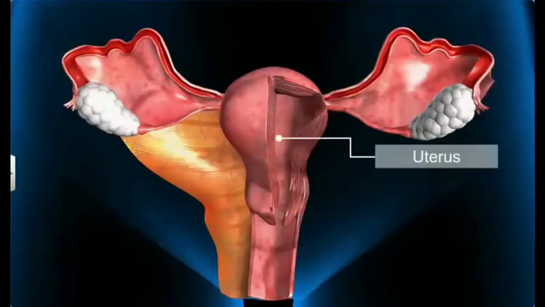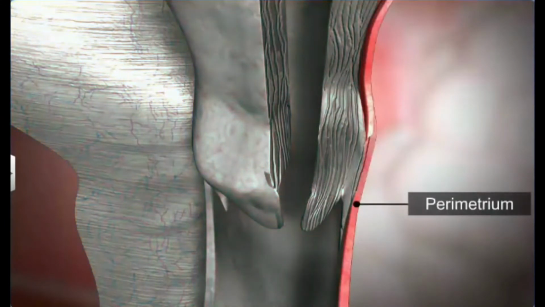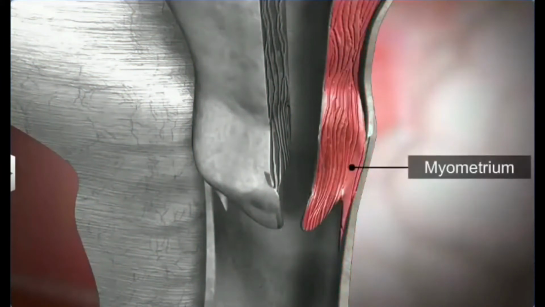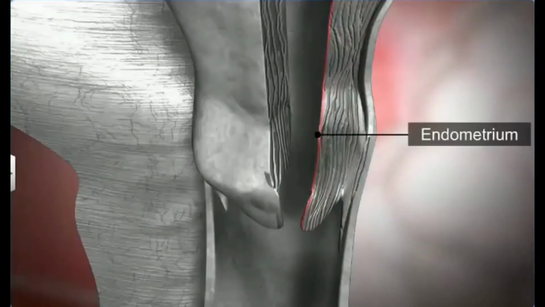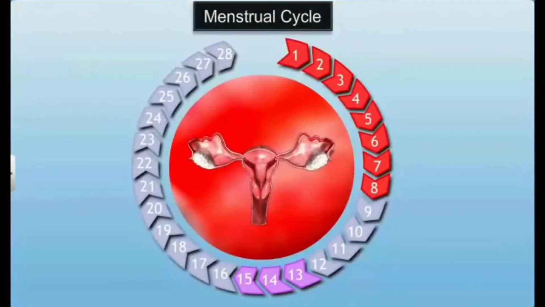The wall of the uterus is composed of 3 tissues. The outermost membranous layer is called the perimetrium. The middle thick layer of smooth muscle is called the myometrium, and it helps during delivery by producing strong contraction motions. The inner glandular layer is called the endometrium, and it undergoes cyclical changes during the menstrual cycle.